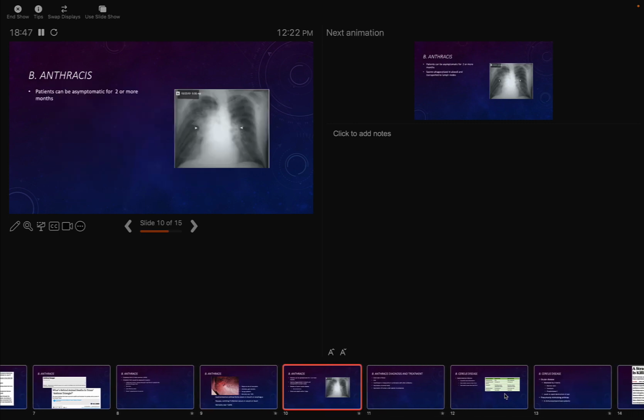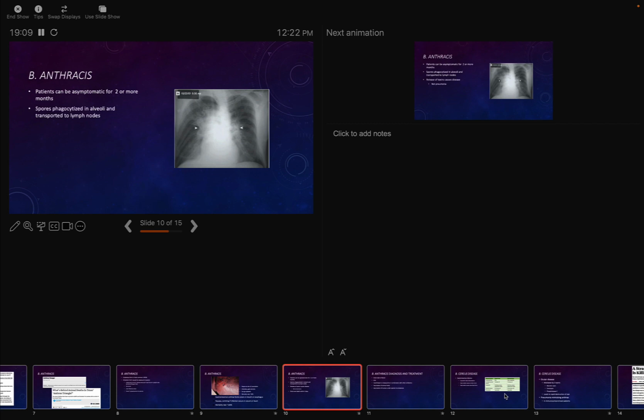With inhalation anthrax, patients can be asymptomatic for 2 or more months. You're waiting for the spores to germinate, for the numbers of cells to get high enough to produce enough toxin to cause the symptoms that we would see. And again, a lot of those symptoms that are seen are common, like upper respiratory tract infection symptoms.